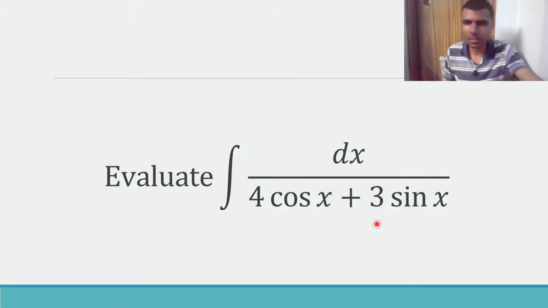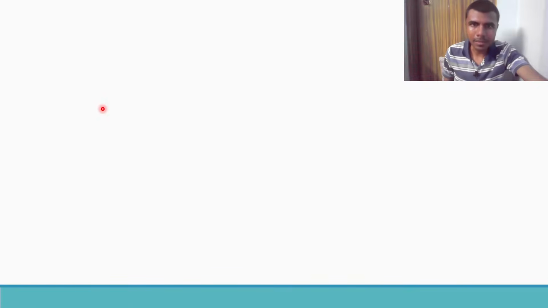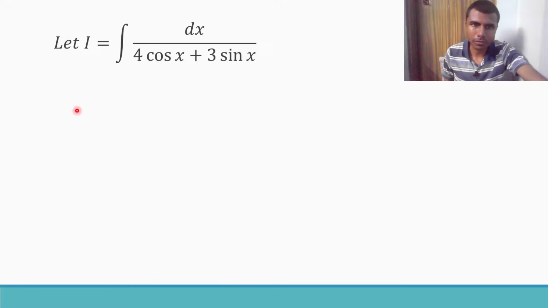Integral dx by 4 cos x plus 3 sin x. Now see, whenever in the denominator we have a combination of sine and cos, our general method is we'll put t as tan x by 2, and then sin x will be 2t by 1 plus t square and cos x will be 1 minus t square by 1 plus t square. That's the general method. How it happens, I just want to explain a little. You can listen, I'll tell you what to write in exam in case you feel it's difficult.